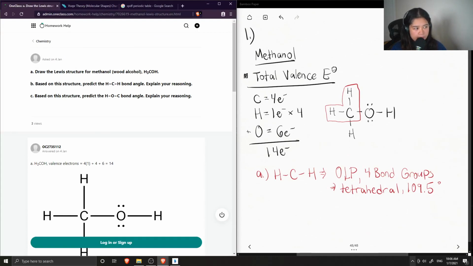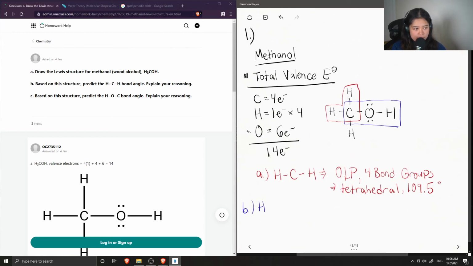So for the second part of the question, we want to predict the hydrogen-oxygen-carbon bond angle. So I'm assuming they mean where oxygen is our central atom. So hydrogen, oxygen, carbon. If we look at oxygen as our central atom, oxygen has 2 lone pairs and only 2 bond groups, so the carbon and the hydrogen.